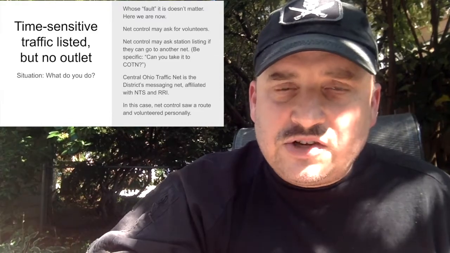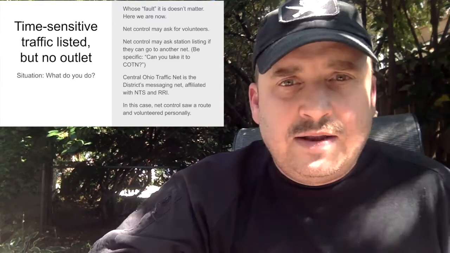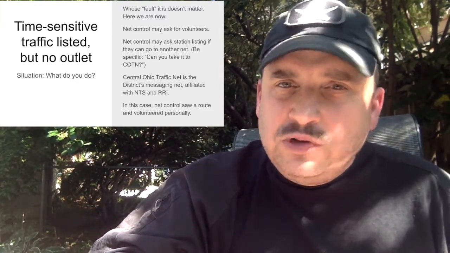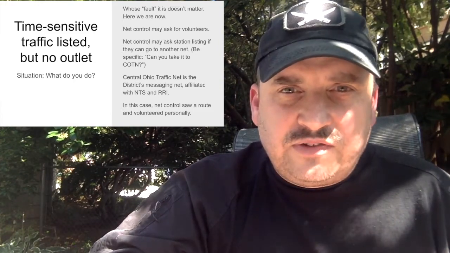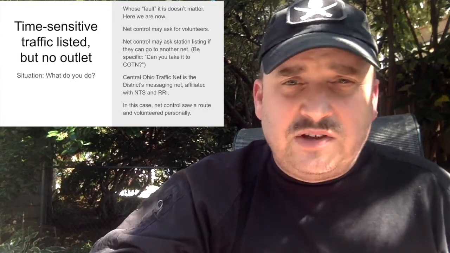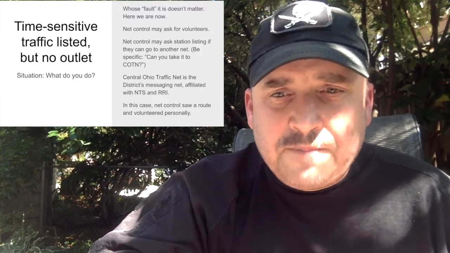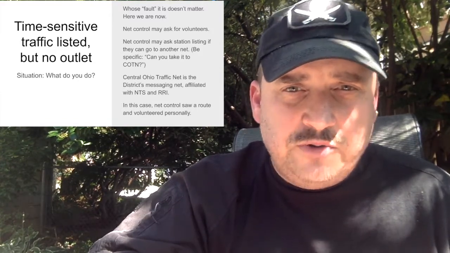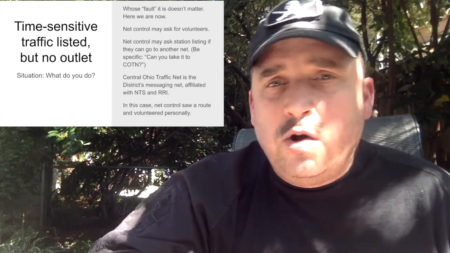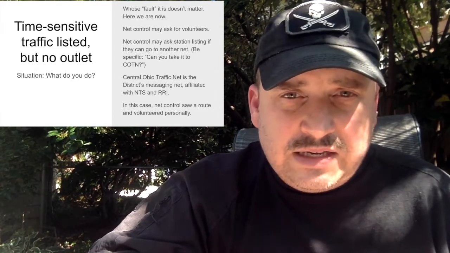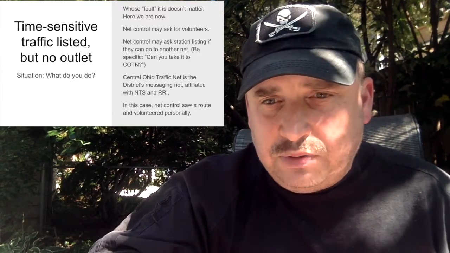You could ask the station that's listing the traffic if they have the ability to go to another net where there will be an outlet. Now, you shouldn't do it vaguely. If you're Net Control, you want to be specific. In this case, we're talking about Licking County. That's part of ARES District 7. ARES District 7 is covered by the Central Ohio Traffic Net. And so Net Control could have asked the station listing the traffic, can you take this traffic to COTN? And the station could respond, yes, I can, no, I can't, it's going to take too long, whatever it is. You'd have provided an option to make sure that the traffic is able to stay in play.